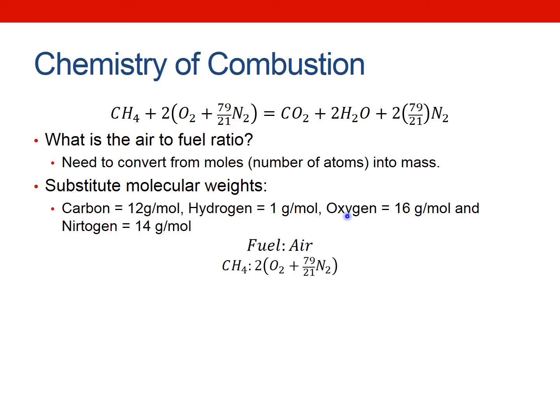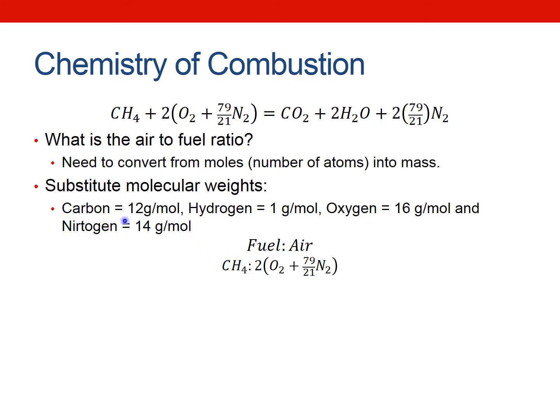So when we work out the fuel to air ratio, just forget the products for the time being. We're just looking purely at our reactants. So we've got 1 unit of methane reacting with 2 lots of oxygen and this fraction of nitrogen. So we've got our fuel to air ratio is this.